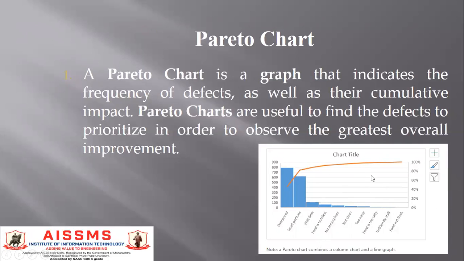Once the chart is being plotted for this, and then a final discussion is being held, and finally they try to arrive at a result by removing the maximum number of complaints that they have received. So this type of analysis, where we combine a column chart and a line graph, is actually called the Pareto chart.